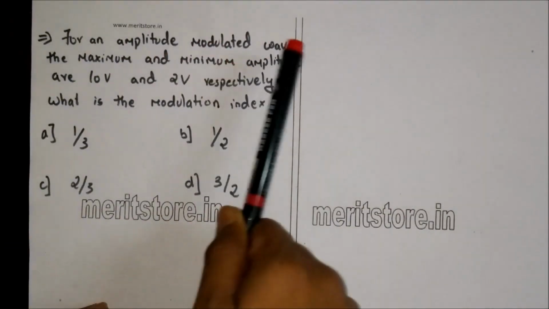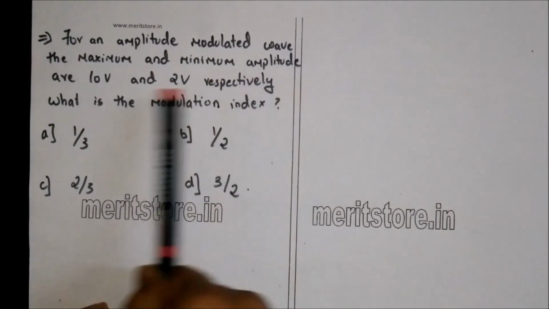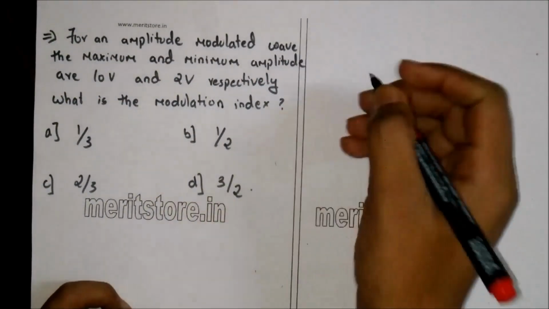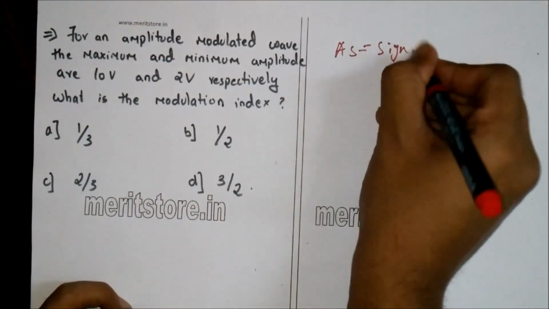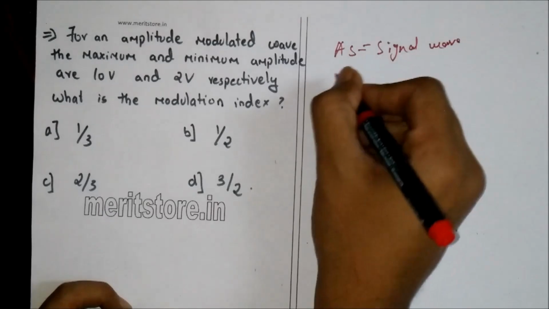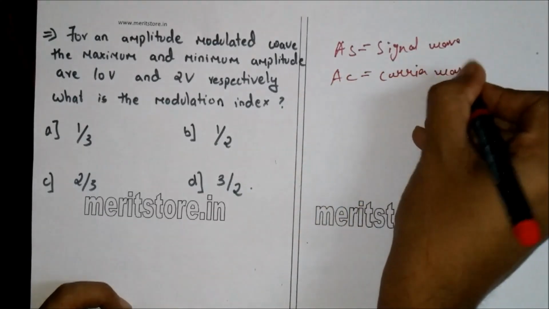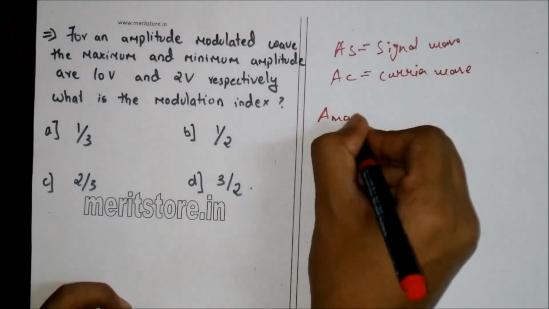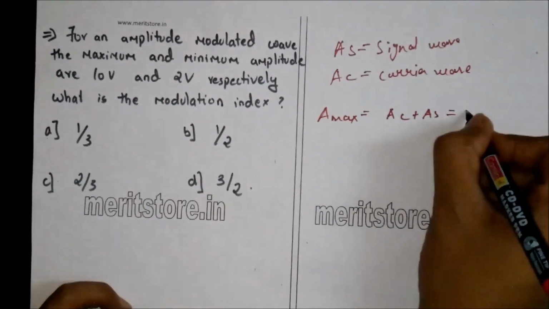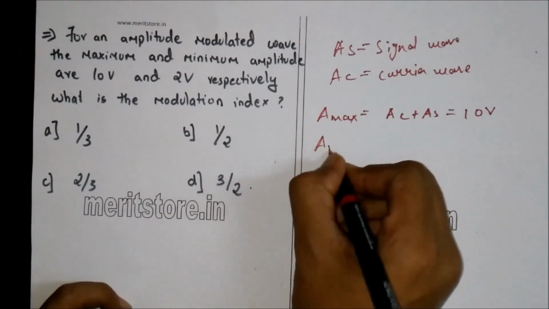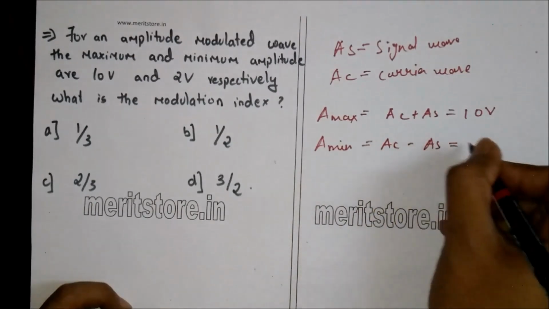For an amplitude modulated wave, the maximum and minimum amplitude are 10 volts and 2 volts respectively. What is the modulation index? Now, first let's assume AS is equal to the amplitude of the signal wave and AC be the amplitude of the carrier wave. Therefore, we have A max is equal to AC plus AS, which is given as 10 volts. And A min will be equal to AC minus AS, which is equal to 2 volts.